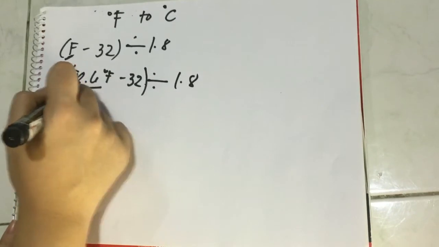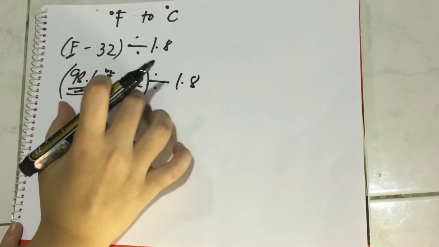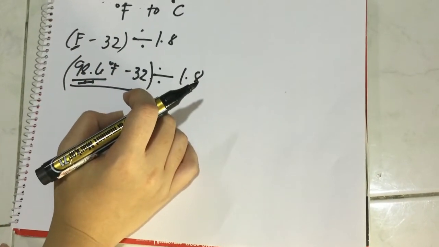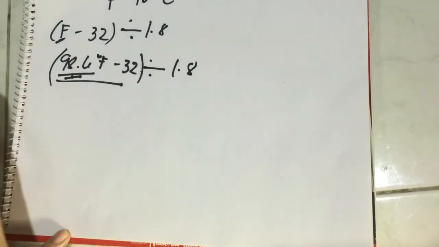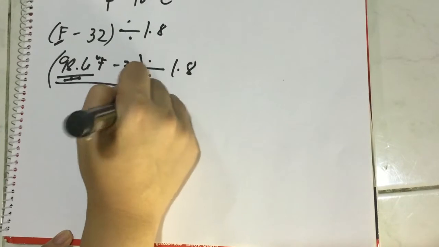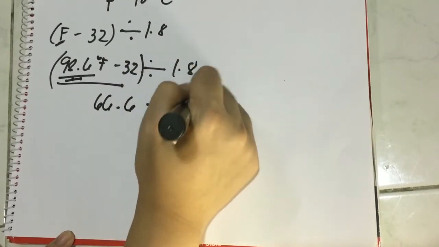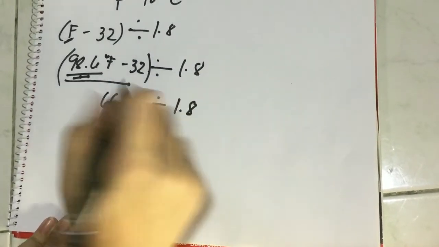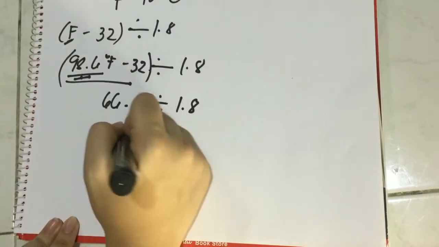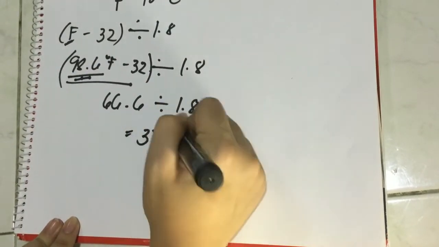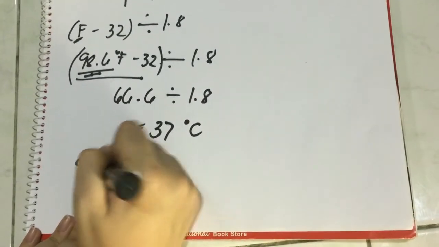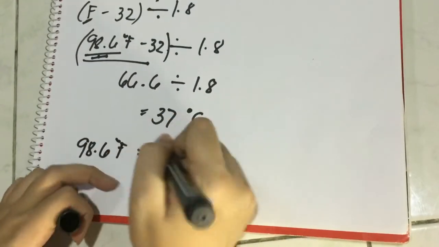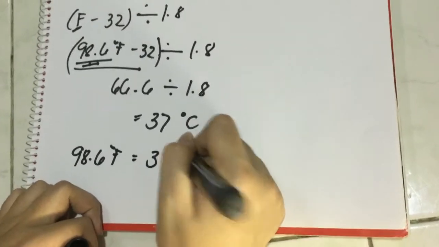So perform first the equation inside the parentheses, 98.6 Fahrenheit minus 32, and that is 66.6 divided by 1.8. Divide this and we will get 37 Celsius. So meaning 98.6 Fahrenheit is equal to 37 Celsius.